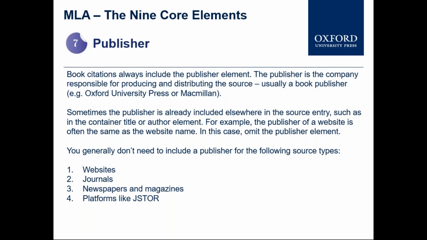You generally don't need to include a publisher if you're using a website as a source, or a journal, because then you will only give the name of the journal, the volume, and the issue number. If you are citing from newspapers and magazines, you will just need to give the name of the paper, published on which date. You don't need to give the name of the publisher because newspapers, journals, etc. keep changing publishers. And if you are citing from platforms like JSTOR, EBSCO, etc., then you don't need to give the name of the publisher.